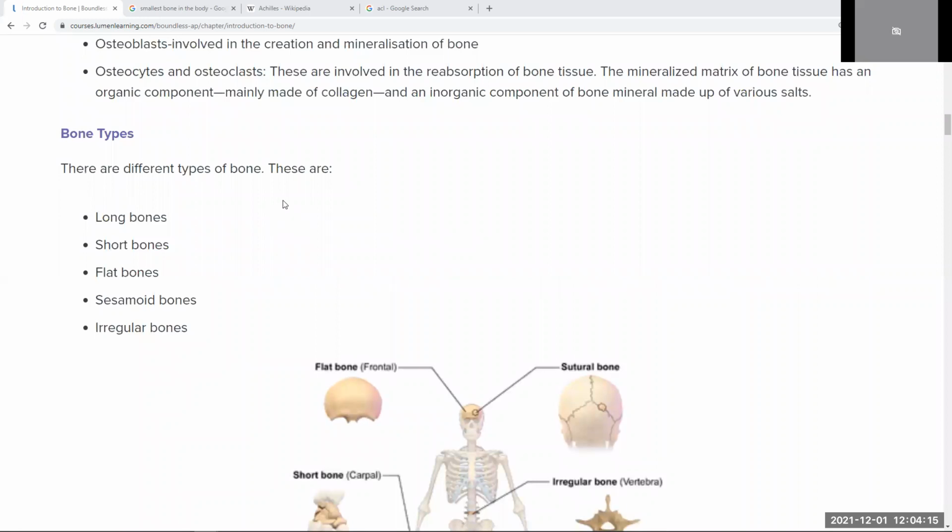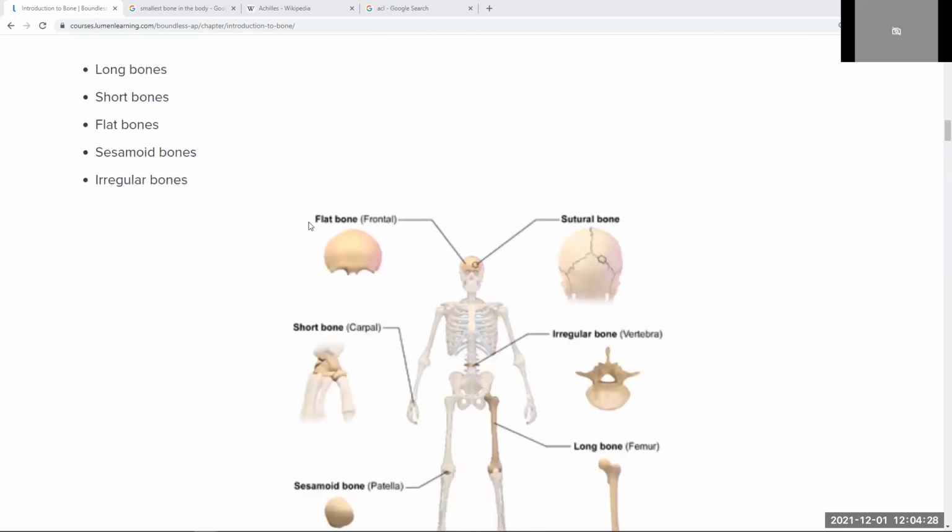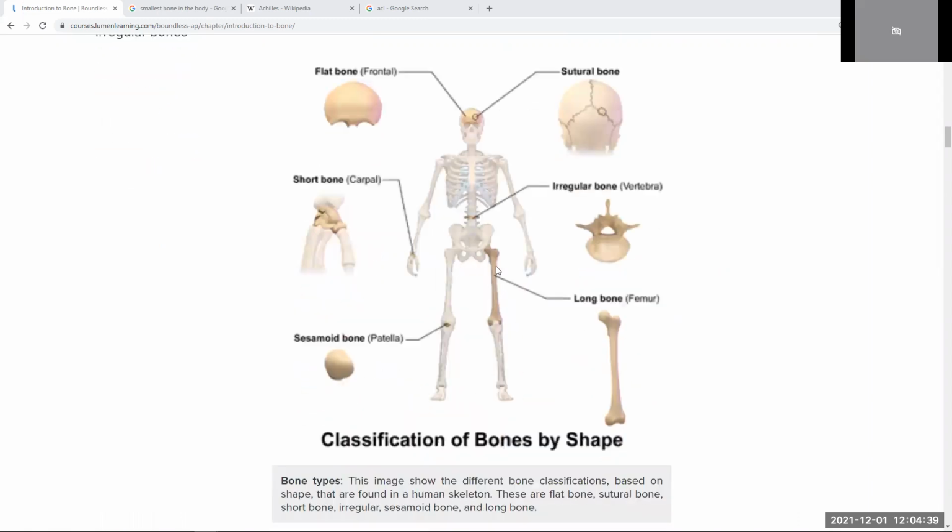So the types of bones, right? We have long bones, short bones, flat bones, sesamoid, and irregular. For the purpose of this course, the ones which we do have to pay attention to are the long bones. And the long bones are so-called because they are? Long. Yeah, they're long. Some things in life are not difficult. So you have the long bones, and as shown here, the femur is one of the principal long bones.